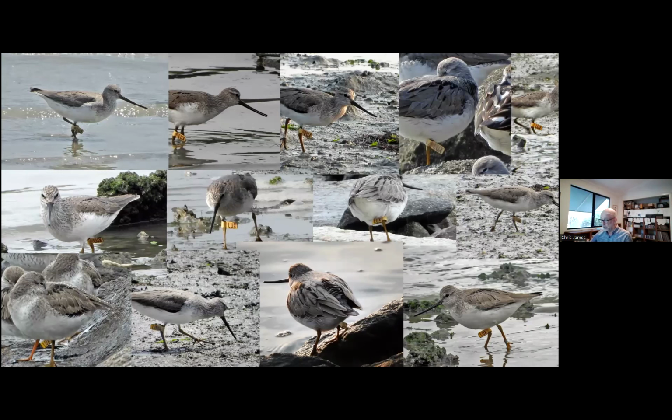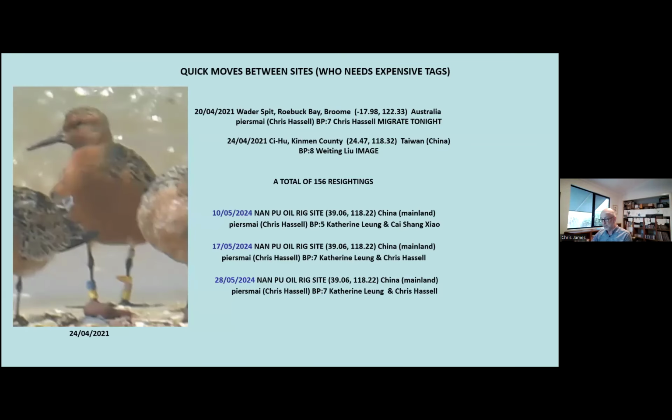Quick moves between sites are not rare in migratory birds, obviously. We all know about that. We might have watched them on satellite tracking and just knowledge that we know. But to record them without the aid of trackers is relatively rare. I have a few examples in my data set, and this is just one example. So you can see the dates in 2021. I saw it on the 20th of April, and then it was seen and photographed on the 24th up in Taiwan. This individual bird has had a total of 156 resightings, and you can see that it was alive and well a week ago.